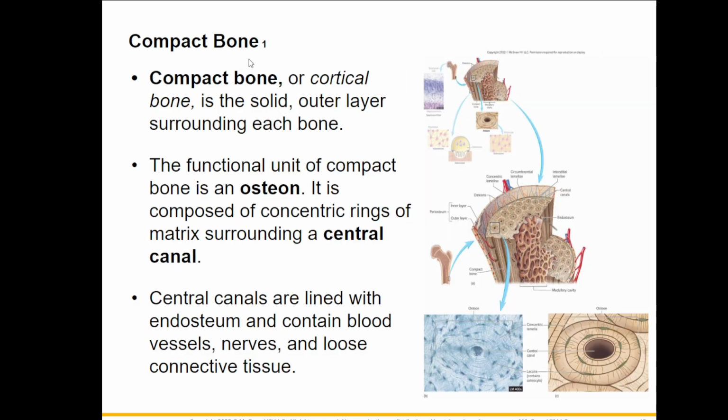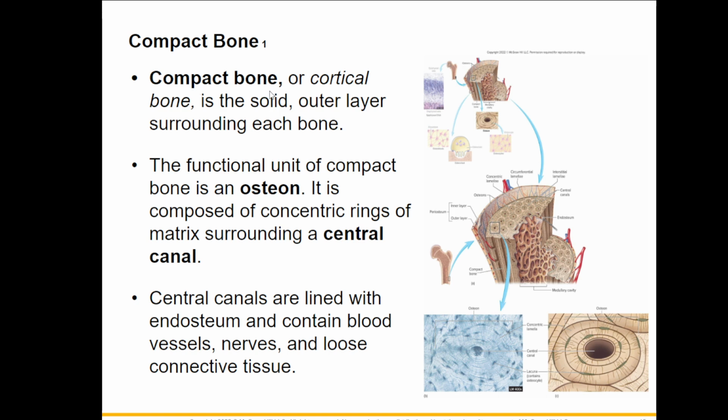Now, in compact bone, compact bone is also called cortical bone. This is the solid and outer layer surrounding each bone. So commonly, we will find compact bone in each and every bone, usually found in the outer layer, giving it the strong and solid formation of the bone.